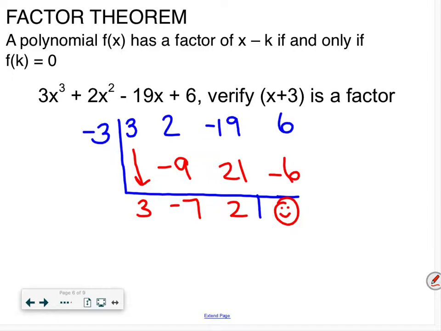Okay? Do we already know that? You have to verify. This is us verifying. And then tell me how you know. Since we got a remainder of 0, we know it's a factor. Okay, I might ask you to verbalize that.